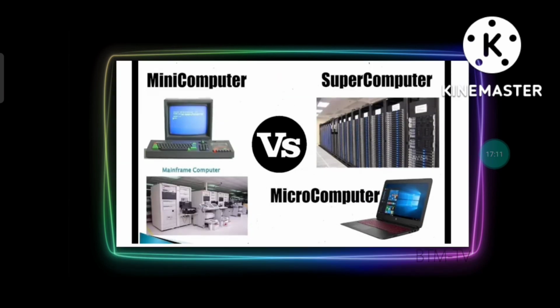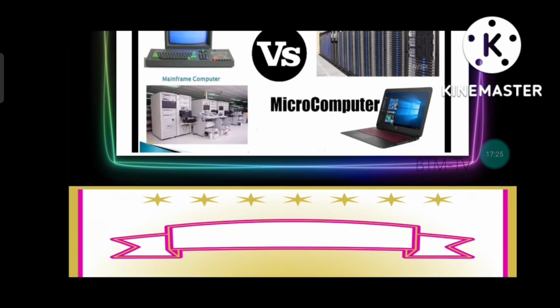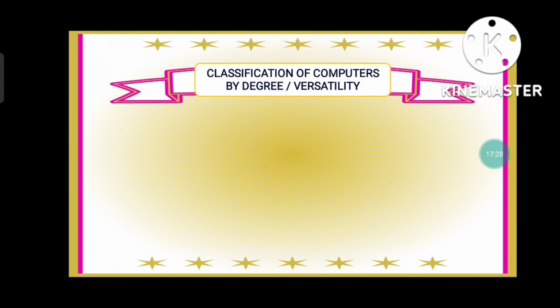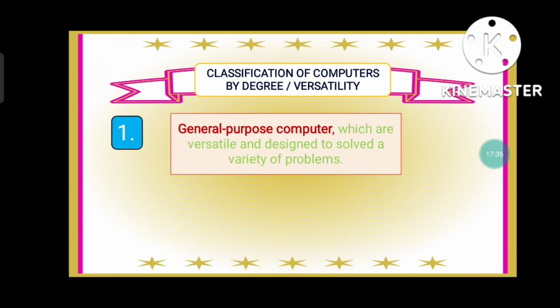So here's the other example images. The classification of computers by size. We have the minicomputers, the mainframe, supercomputers, and the microcomputers. Now let's proceed to the classification of computers by degree or versatility or the purpose.